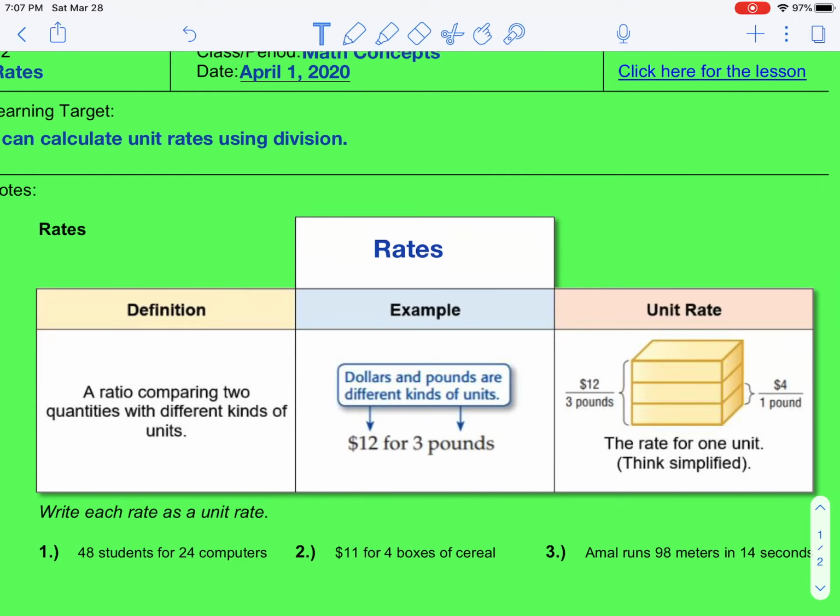So a rate is a special kind of ratio. It's a ratio that compares two different kinds of quantities. Okay, so you're comparing two different items. So for example, I have $12 for 3 pounds. So when you go to the grocery store, you're buying apples, it costs you $12 for 3 pounds.